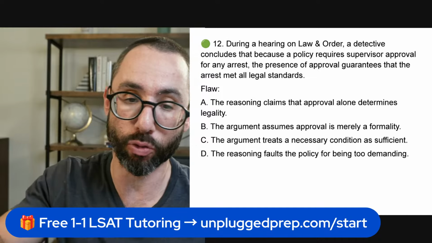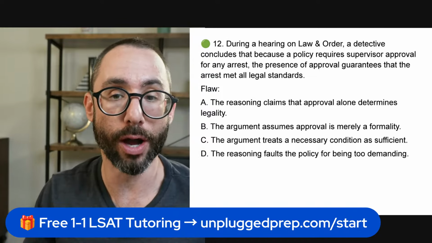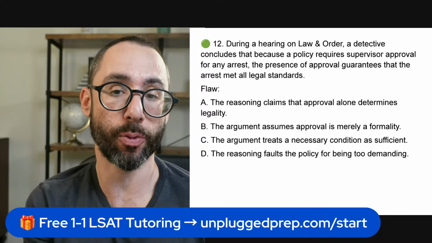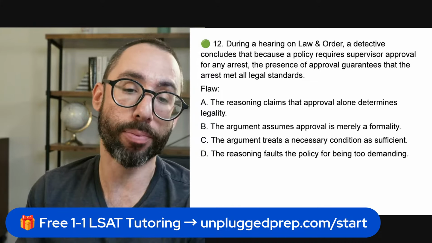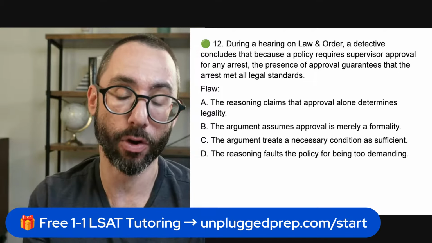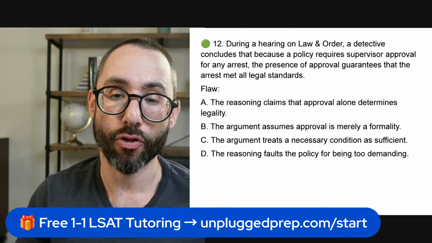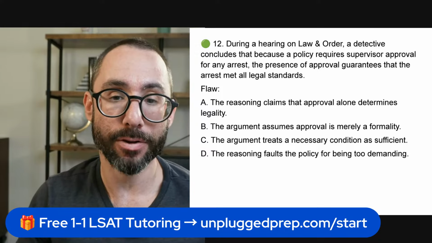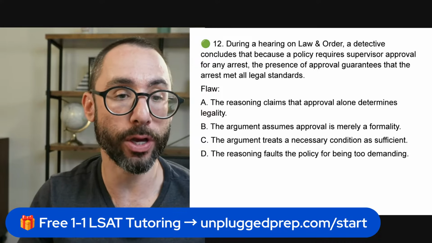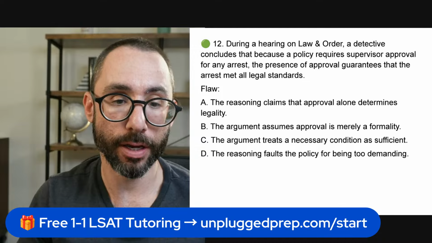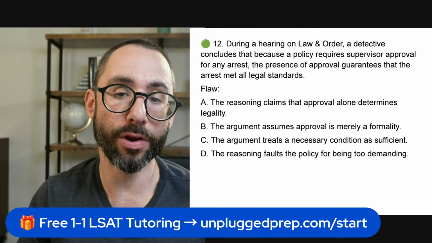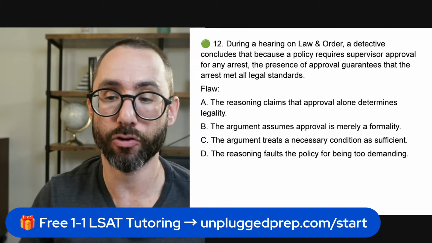On to number 12. During a hearing on Law and Order, a detective concludes that because a policy requires supervisor approval for any arrest, the presence of approval guarantees that the arrest met all legal standards. What is the flaw? A, the reasoning claims that approval alone determines legality. B, the argument assumes approval is merely a formality. C, the argument treats a necessary condition as sufficient. Or D, the reasoning faults the policy for being too demanding.